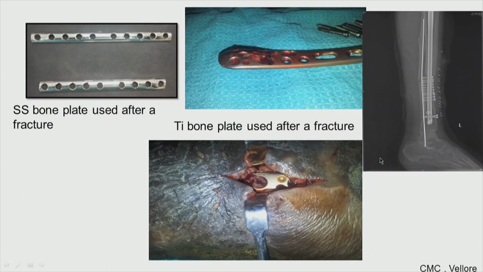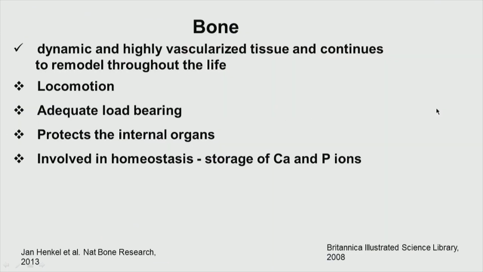So, titanium is widely used. Stainless steel bone plates and titanium bone plates, as you can see in these pictures, are connected to the broken bone using nails, as you can see in this X-ray picture. So, orthopedics is one big area where metals are used.